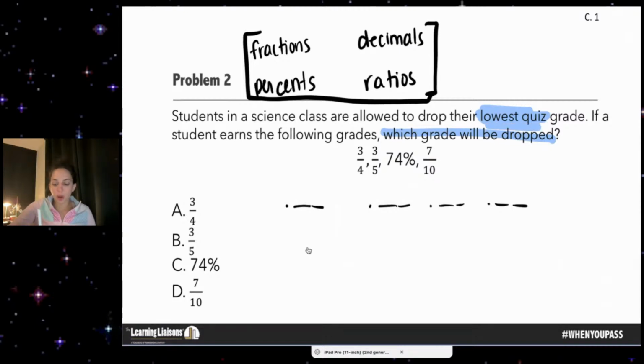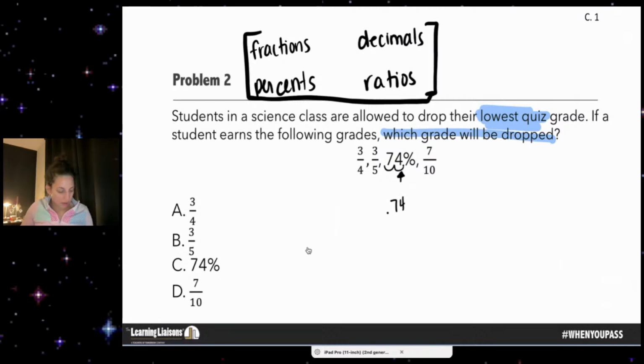So the first one I'm going to put in decimal form is going to be the percent, because converting a percent into a decimal is really quite simple. I take my decimal, I move it 2 places to the left, and I immediately have my decimal. So by moving the decimal 2 places to the left, hop, hop, I have 0.74.